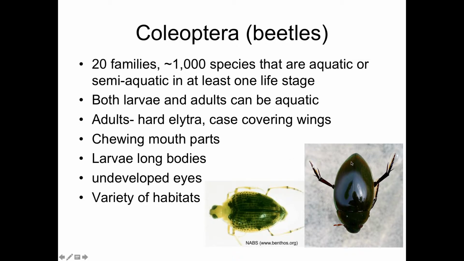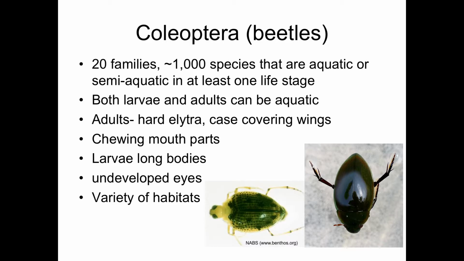The adults have what's called a hard elytra. So this part right here is the elytra, which is the case covering the wings. The elytra are here. Underneath these is a filamentous wing. So when beetles fly, they lift up these elytra and then they unfold these big filamentous wings out, and they use those to fly with. But when they're crawling around or swimming, those flying wings are hidden underneath. All beetles have chewing mouth parts. The larvae have long bodies and undeveloped eyes, and they live in a variety of habitats.